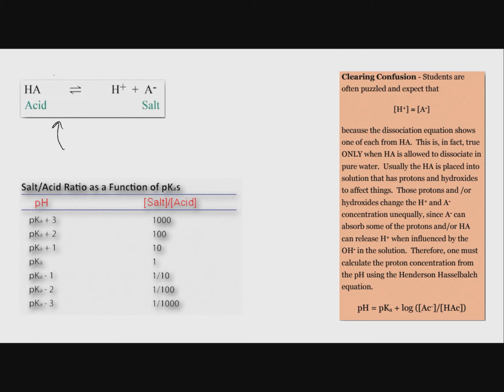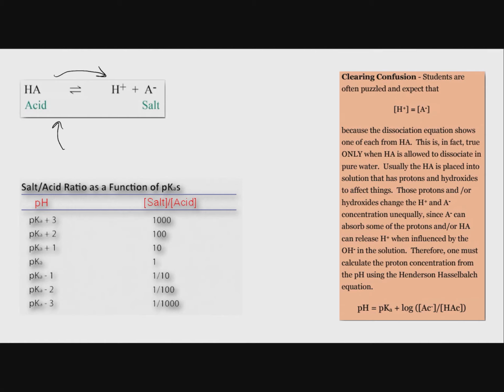So dissociation of a weak acid is often shown as HA dissociating into H plus and A minus. So let's take a second and talk about why there's a little bit of confusion around that. Students are often puzzled and expect that H plus should equal A minus because the dissociation equation shows each one of them coming from HA. And so I've put this on here for you so that it can clear that up.